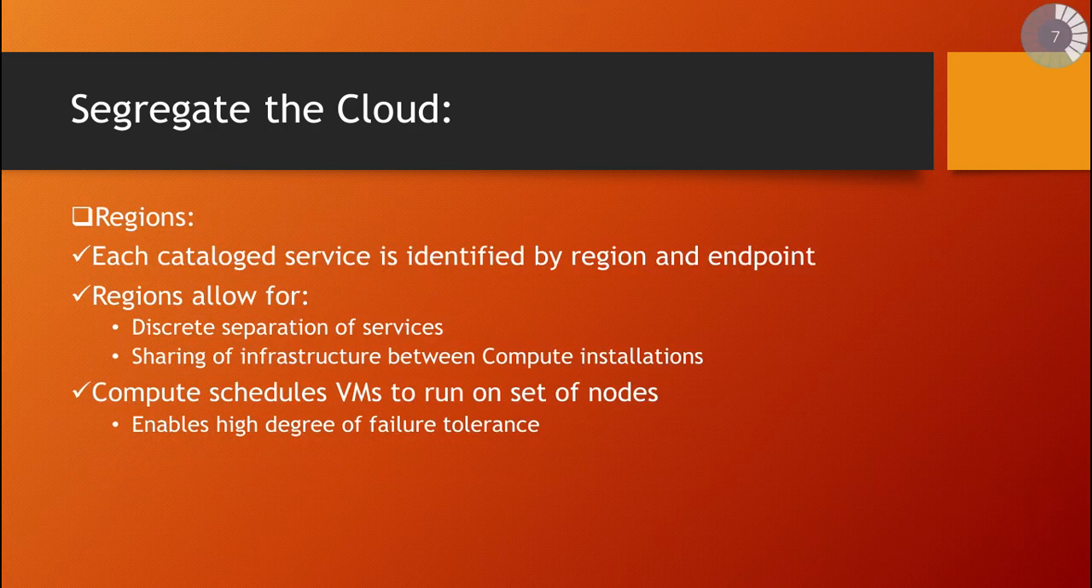Then you have the terminology called region. Regions are nothing but a catalog service that is identified by region and endpoint. So region allows for discrete separation of services. Suppose you have various services, you can divide them and put each service in one region, and sharing of infrastructure between compute installations also becomes much easier and possible because of the region. And this compute schedules VMs to run on a set of nodes, which enables a high degree of fault tolerance.